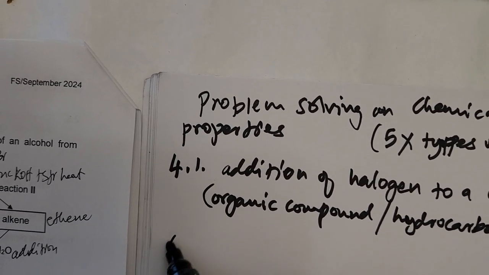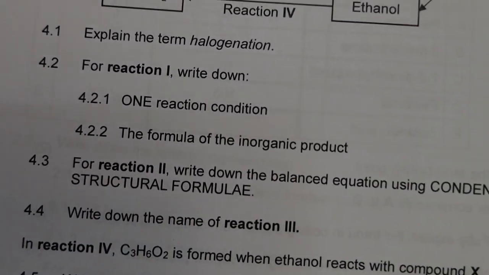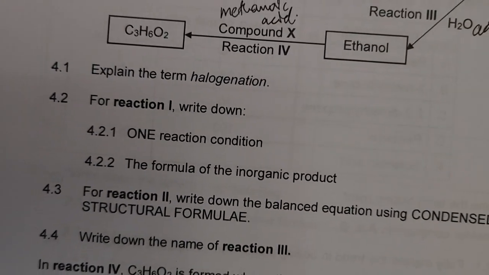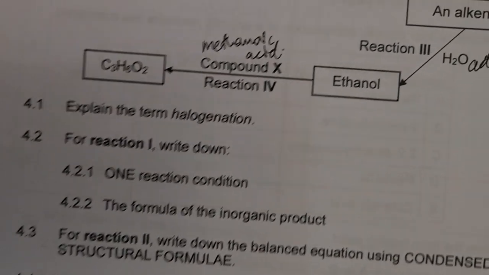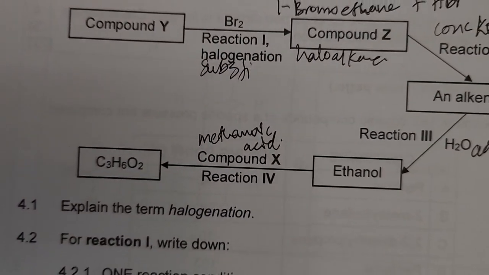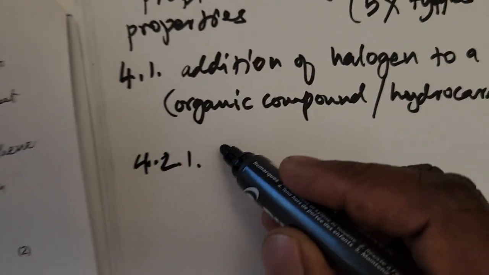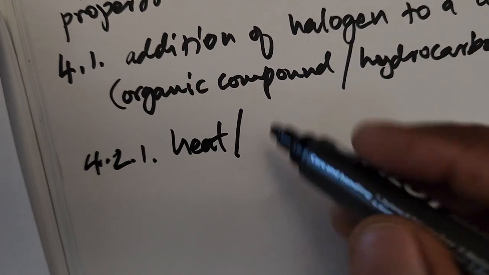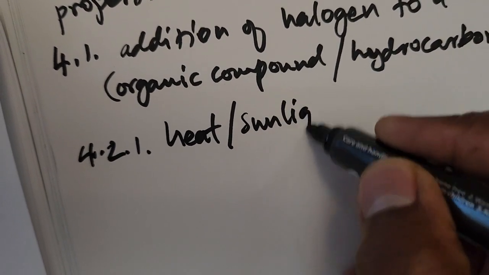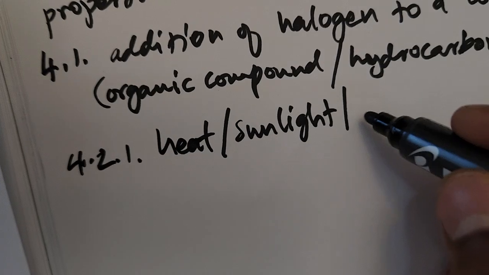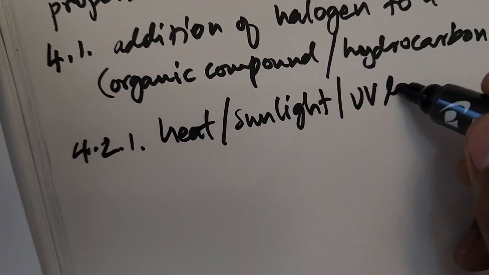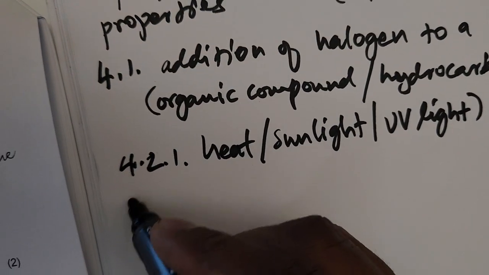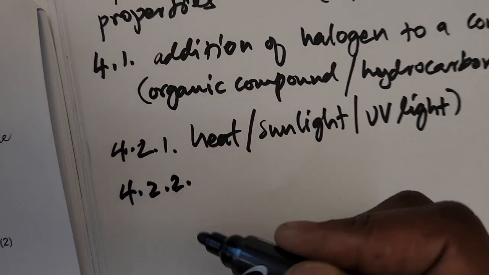Let's go to 4.2. What does it say? They say for reaction 1, which is your substitution, write down the 1 reaction condition there. Remember, if you do substitution, we need just heat. Simple. You can just write heat. If you want just gentle heat, you need maybe sunlight. Sunlight can provide light heat, or just UV light in this case. UV light. So all this will be correct. Now 4.2.2, yes.